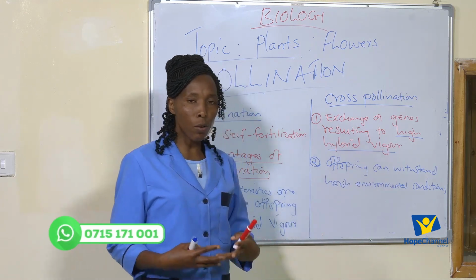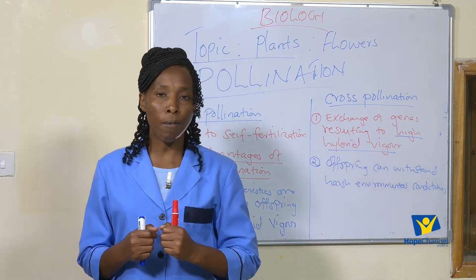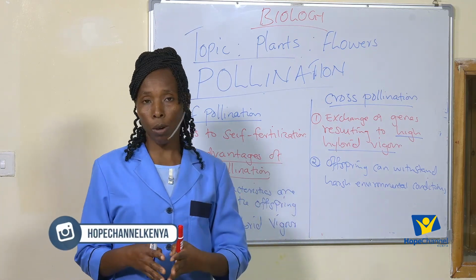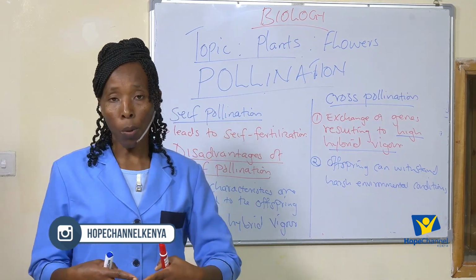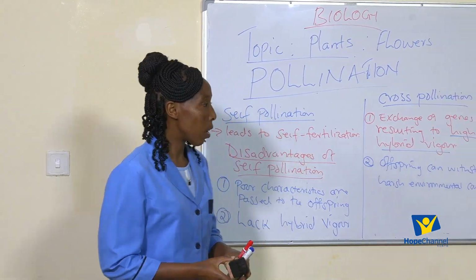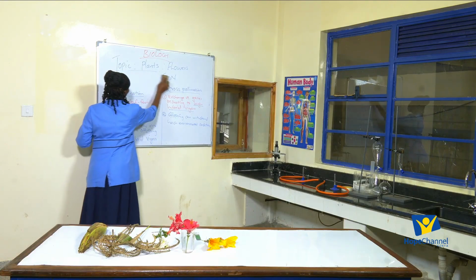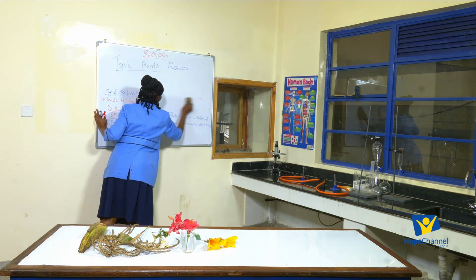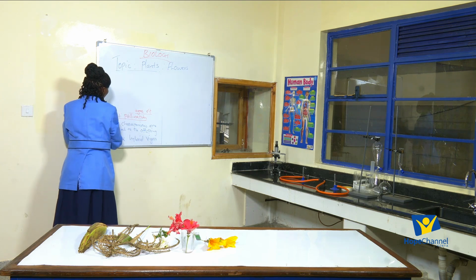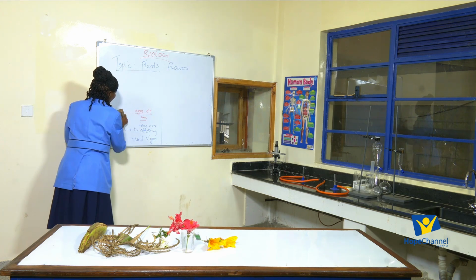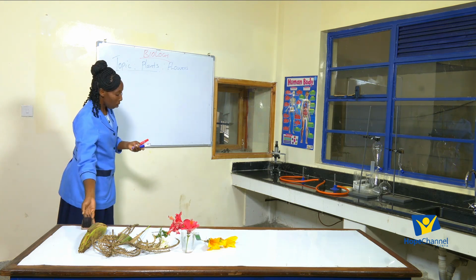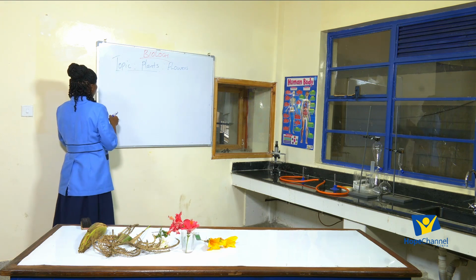And as a result, you find that the offspring have a better ability to adjust to any adverse environmental conditions. So now we want to proceed to the agents of pollination. Once we understand what pollination is, we now move to the agents of pollination. Who is involved in transferring the pollen grains from the anthers to the stigma? So we ask ourselves, who are the agents of pollination?